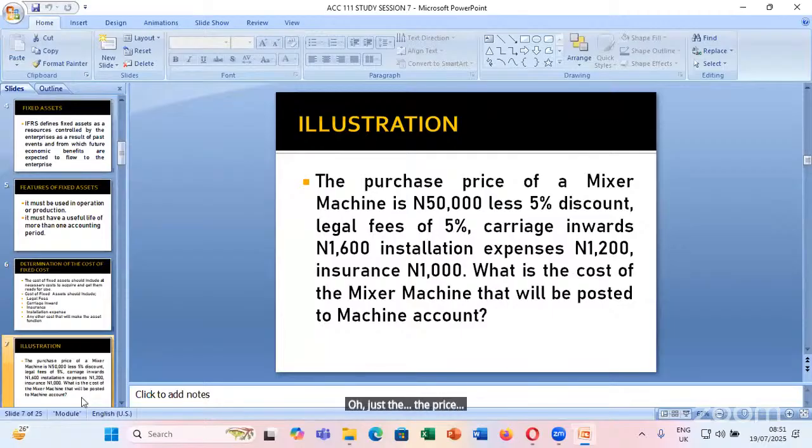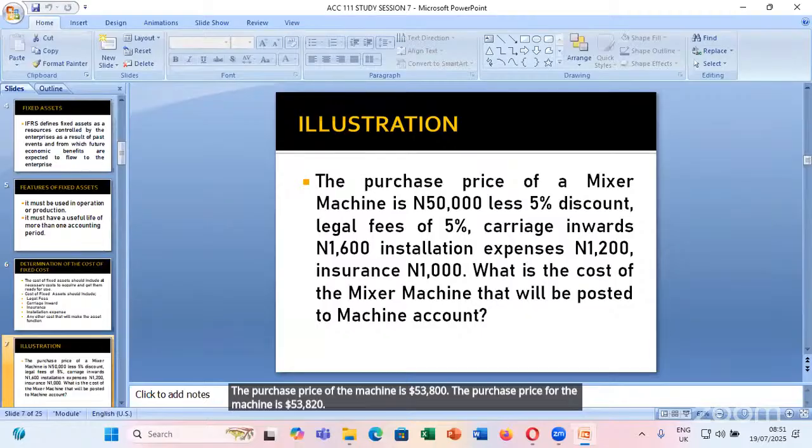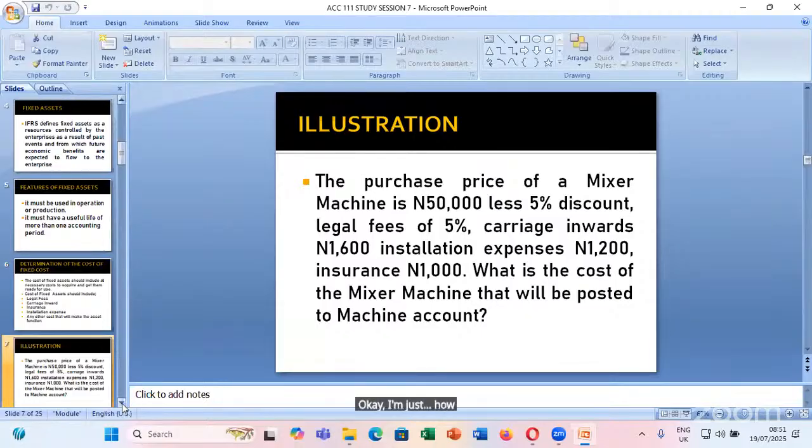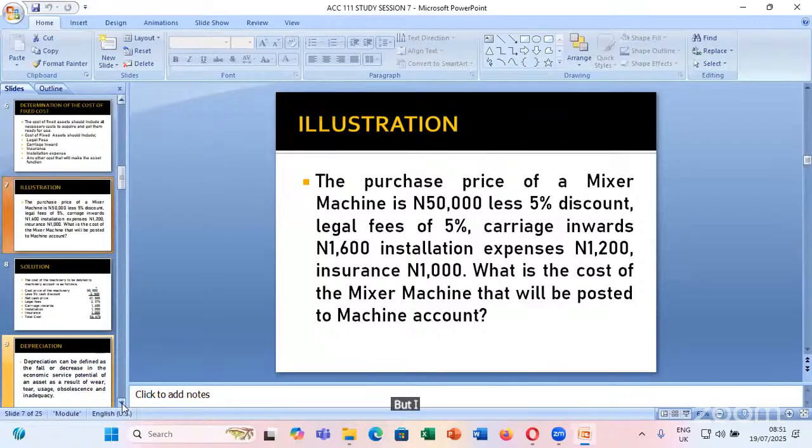The purchase price of the machine is 53,800. How do you determine it? Can you explain it? Yes, sir. I less 5% from the 50,000. Then I added the legal fee, the installation fee, and the insurance to it, sir. So it's now a total of 53,800. That's not correct.